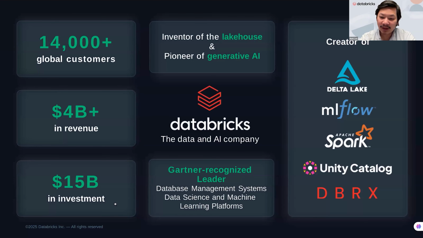So a quick background of Databricks itself. We have over 14,000 global customers today. We are more than $4 billion in revenue, and we have more than $15 billion in investment. We are known as the data and AI company. That is because we are the inventor of the Lakehouse technology. So the ability to run a lot of workloads for both data science, data serving for business intelligence, as well as machine learning, all at scale, utilizing a single source of truth and technology.